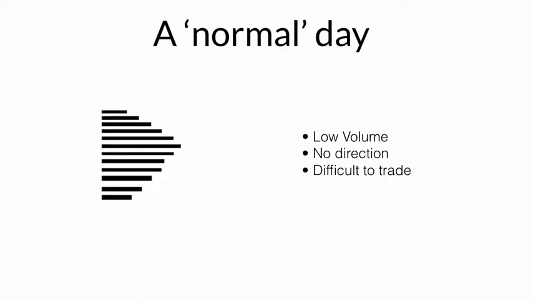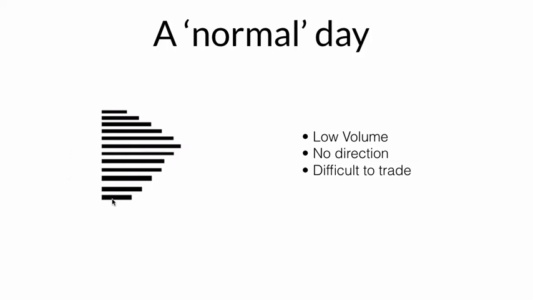So the first kind of day that I'm looking at is what I call a normal distribution day. This is a day that's not really going to be great for us as traders. Imagine this is our little histogram. Excuse the bad drawing, I just wanted to give you guys an overview of the different shapes. This is a low volume day with no real direction, and personally I find this very difficult to trade because we don't really have any clear areas to enter and exit.